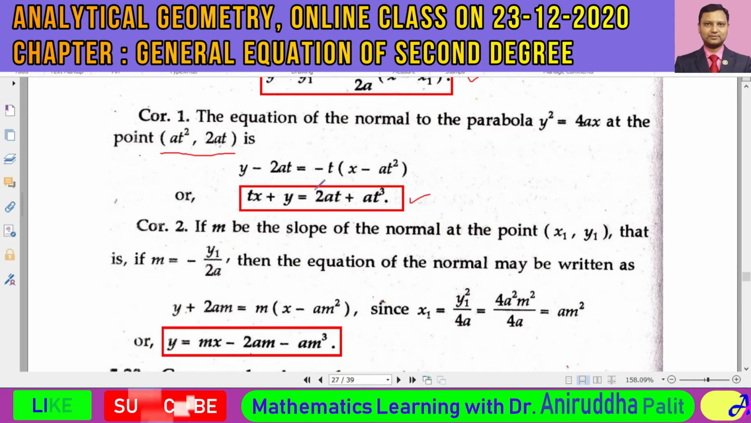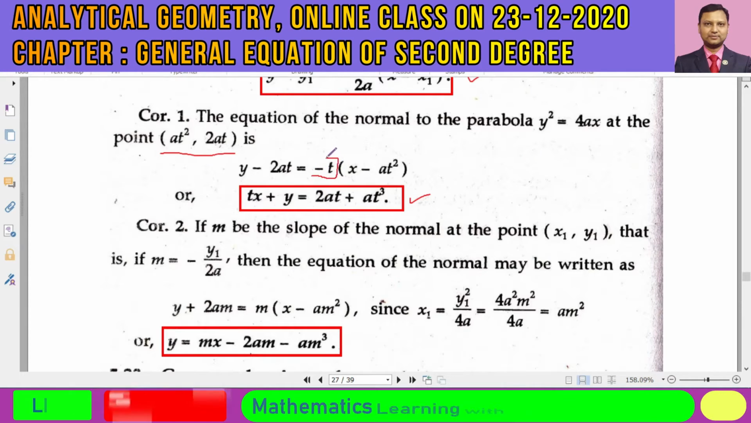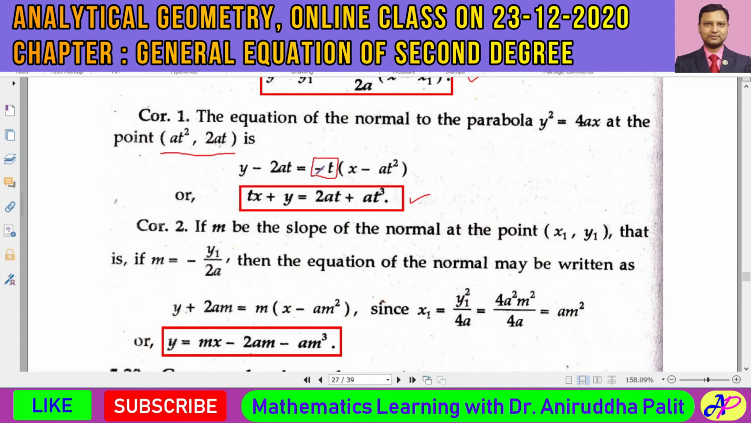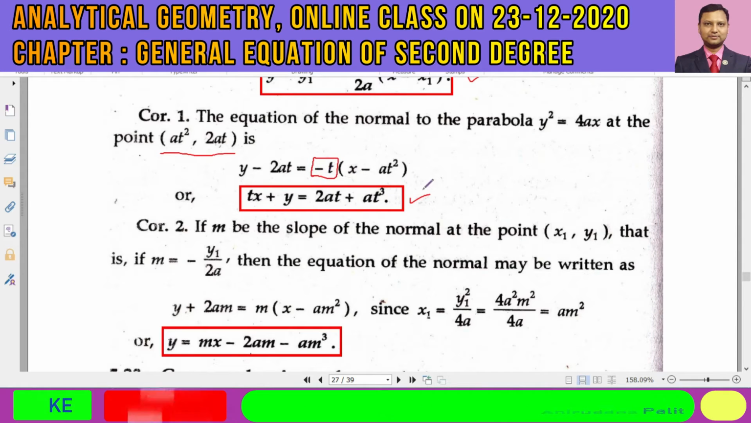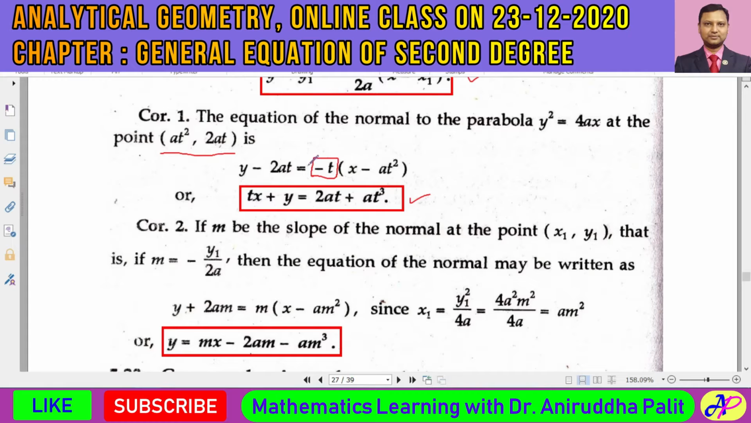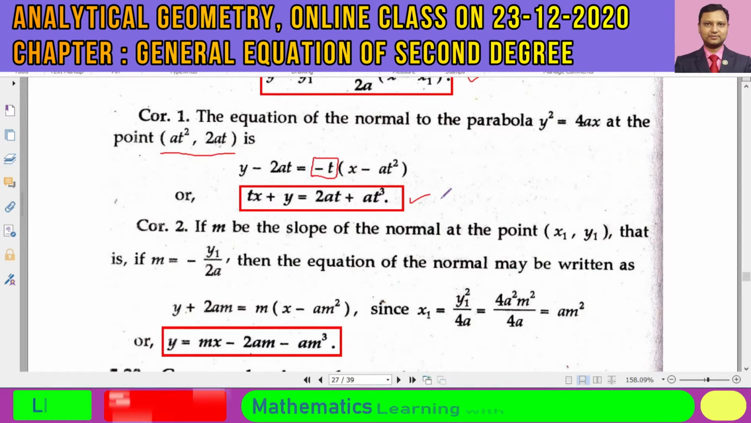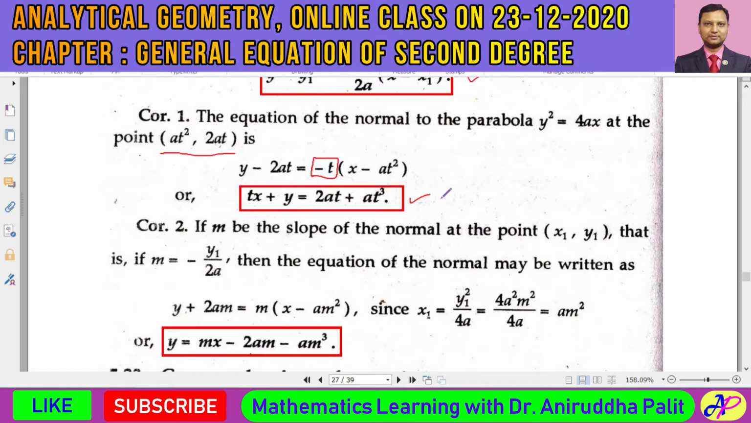And you observe over here, you see this minus t. This is an important observation. This minus t, that is actually the coefficient of x. This minus t is the gradient of the normal. So minus t becomes the gradient of the normal. The coefficient of x is the gradient of the normal.